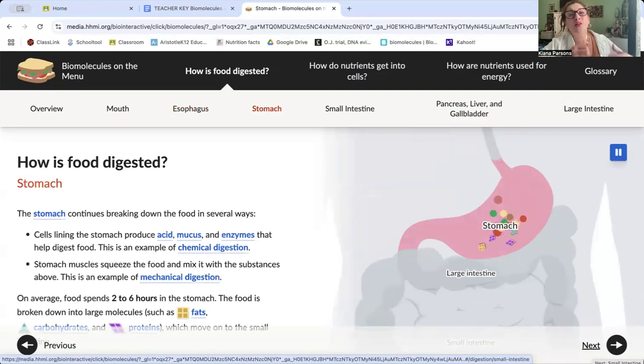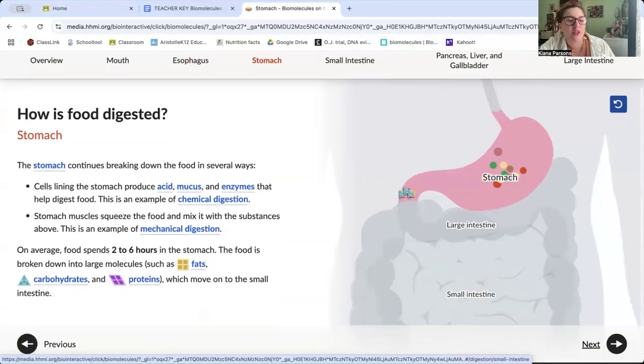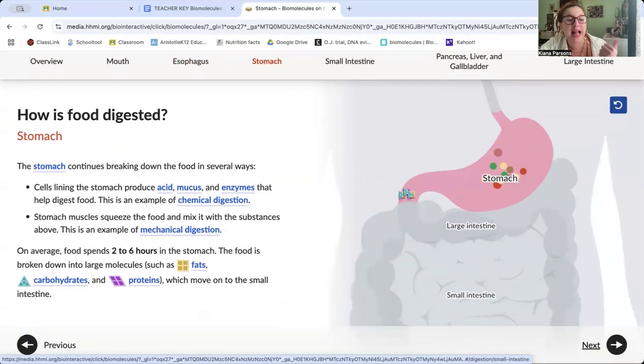So the stomach is the real workhorse of digestion, and this is where the food is broken down primarily, and it happens in several ways. First, the cells lining the stomach produce acid, mucus, and enzymes that help digest food. This is an example of chemical digestion.